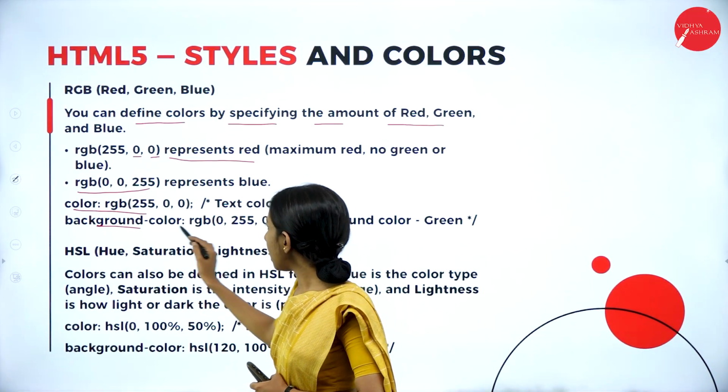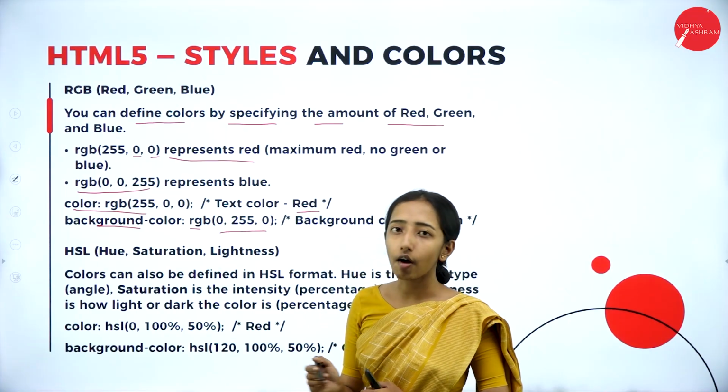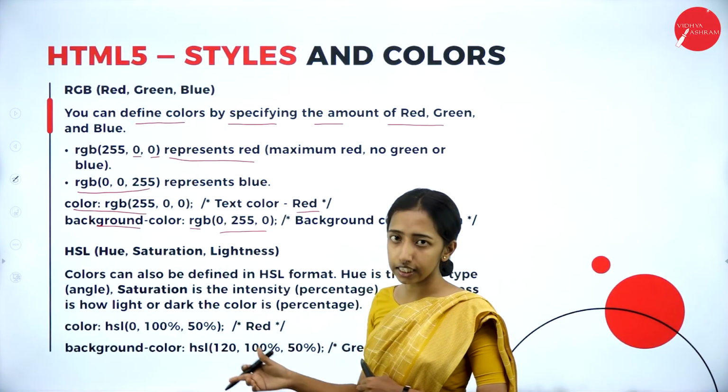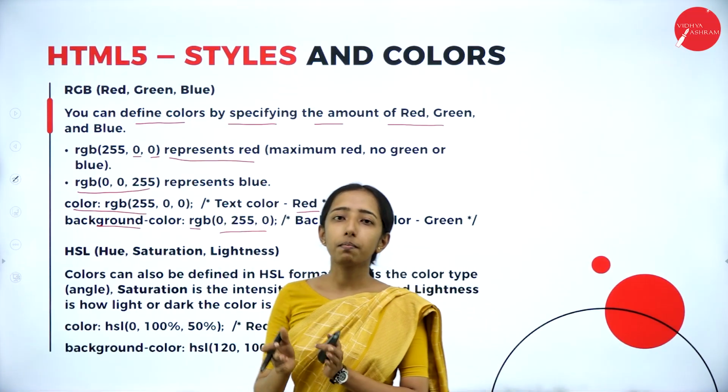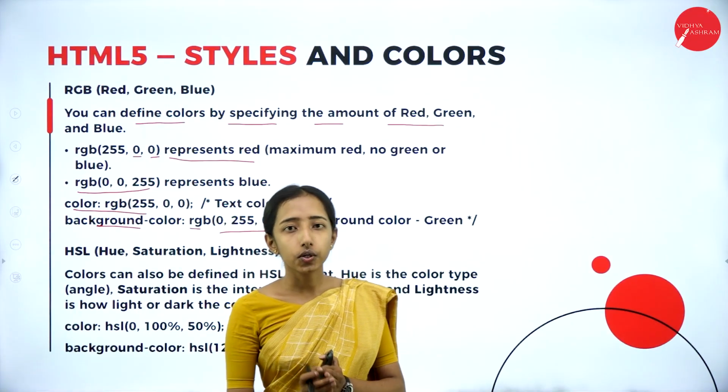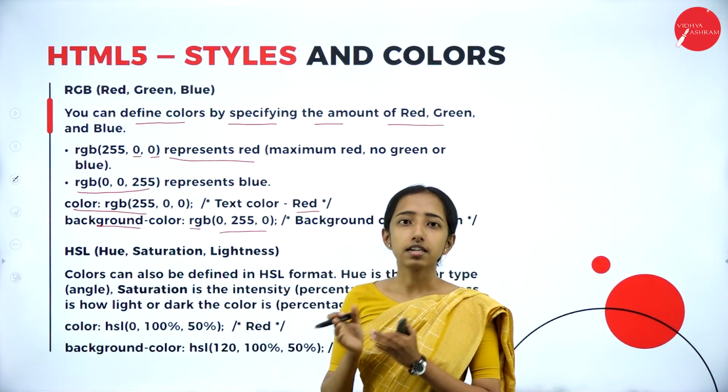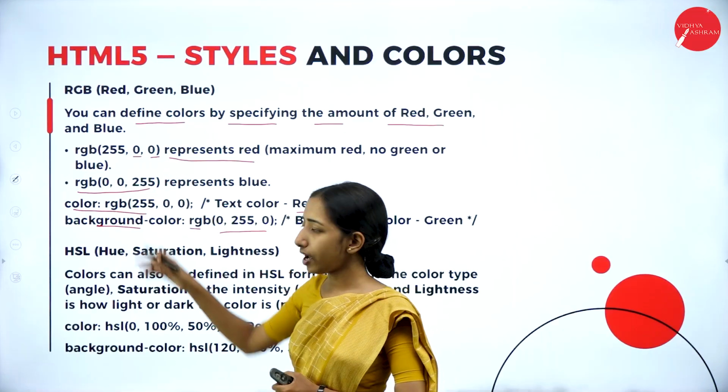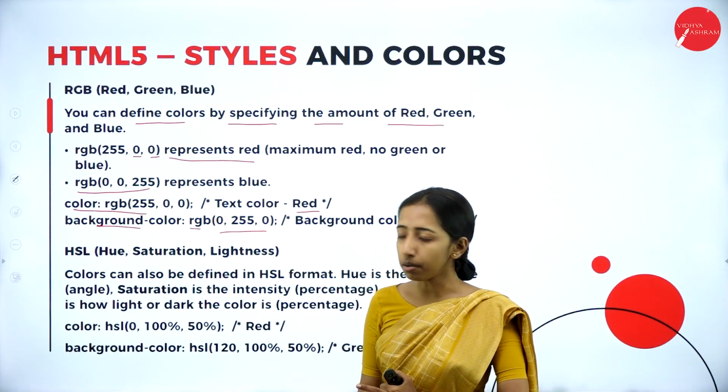So background color RGB. Here you can see I have given the maximum to the green color. So this will give you the background color of green. Here the 0 represents nil, whereas 255 represents the maximum level.